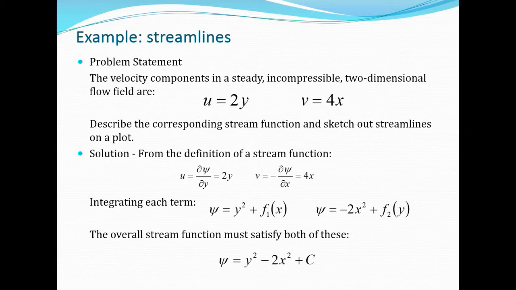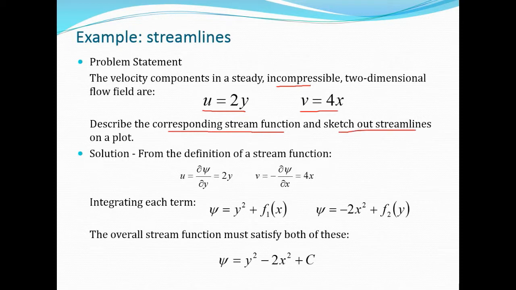So let's look at an example here. Maybe go back also and look at how you would have done this if I had just talked about the streamlines. So here we have the u component and the v component of a two-dimensional steady velocity field, incompressible, so we don't have to worry about the rho term. We want to know what the stream function looks like and sketch some of the streamlines on the plot.